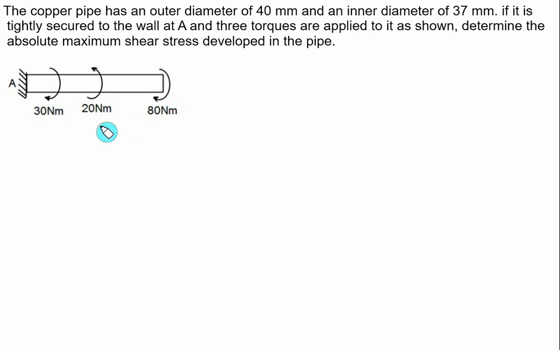Since the cross section is the same, you have to find out which section has the maximum value of the torque. So we'll label this point B, this one C and this one D. This one is a counterclockwise torque of 80 Newton meter acting at point D. 20 Newton meter is a clockwise torque acting at point C and 30 Newton meter is counterclockwise, acting at point B. The reaction torque you have to find out, and since we are interested in tau max, which is directly proportional to the maximum torque either in AB or in BC, we first have to find where the maximum torque is.